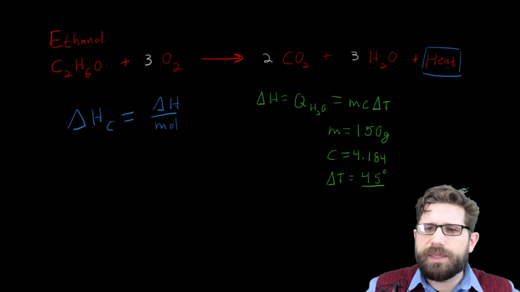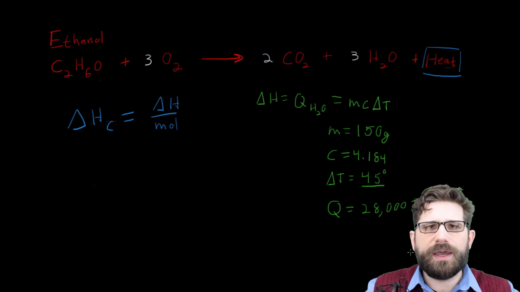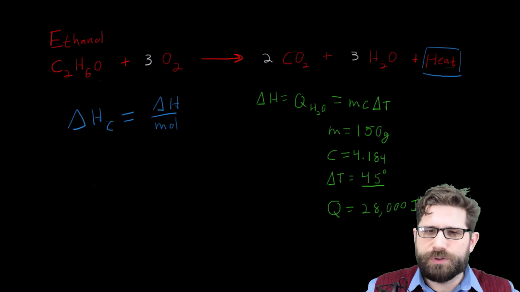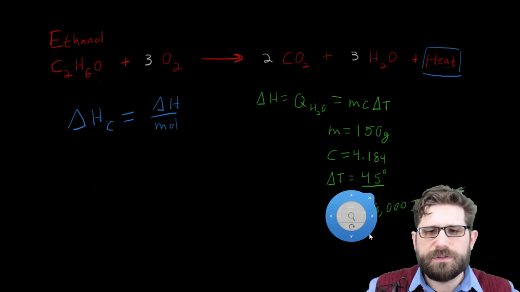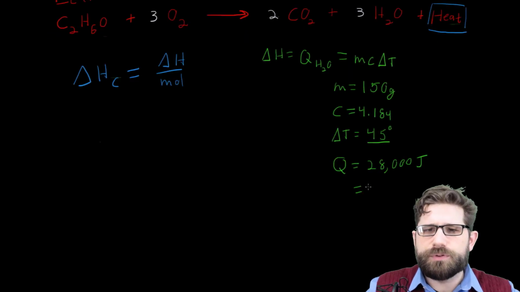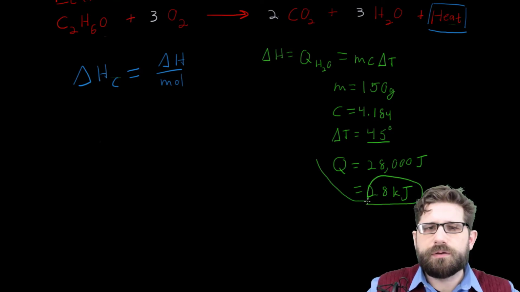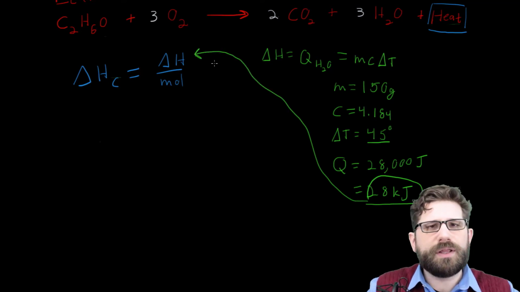All right. Now, when I multiply all of those together, I get a Q of 28,000. I'm rounding here, because that's 28,000 joules. Because these are such large numbers, we generally work in kilojoules. So I'm going to convert this to kilojoules. That's very simple, just dividing by 1,000. So my Q is actually equal to 28 kilojoules. And this is the number that I'm going to be using in this calculation right here.